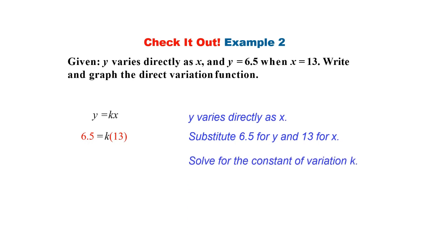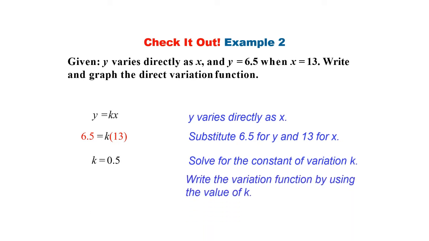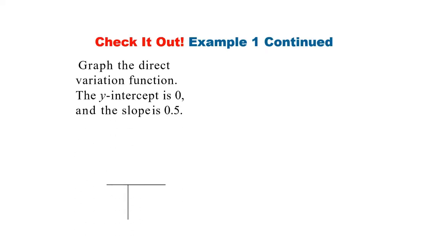Solve for the constant of variation k, and the value of k becomes 0.5. Write the variation function by using the value of k, and the equation of the variation is y equals 0.5x. Graph the direct variation function. The y-intercept is 0 and the slope is 0.5, since the equation of the variation is y equals 0.5x.